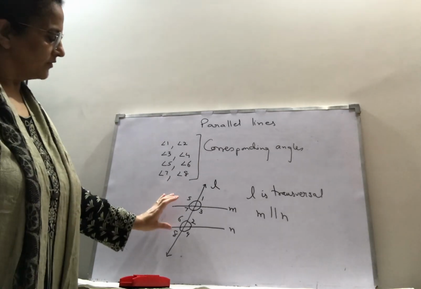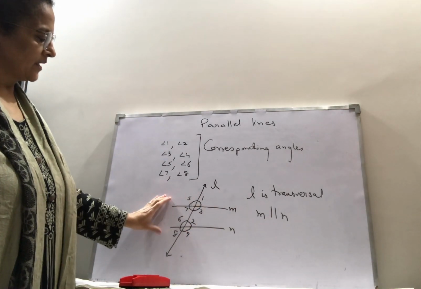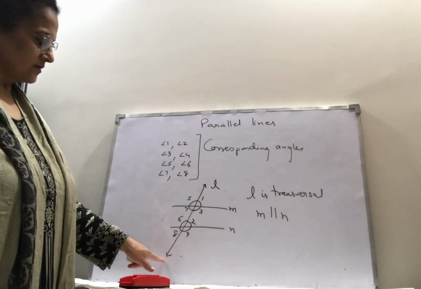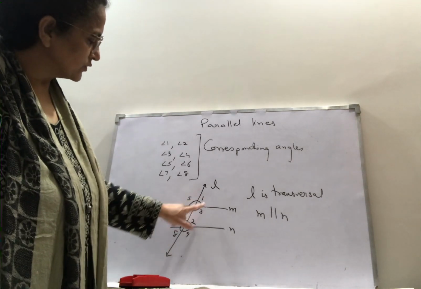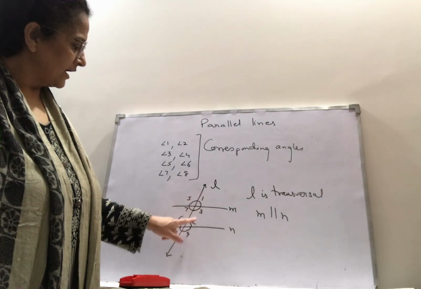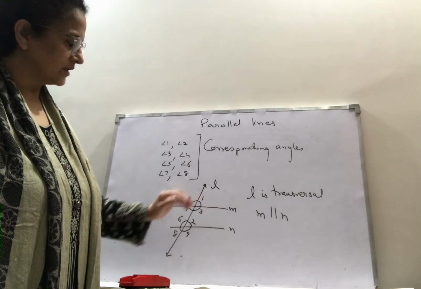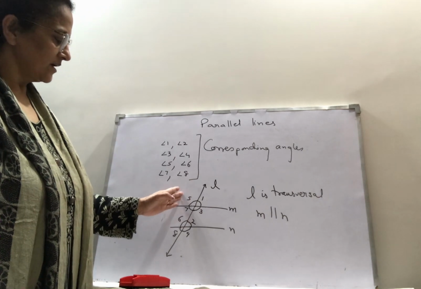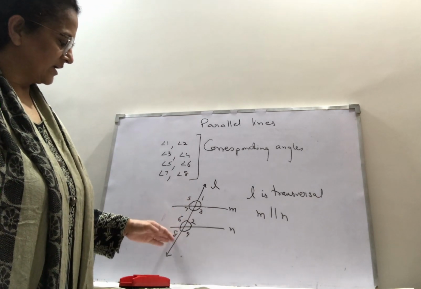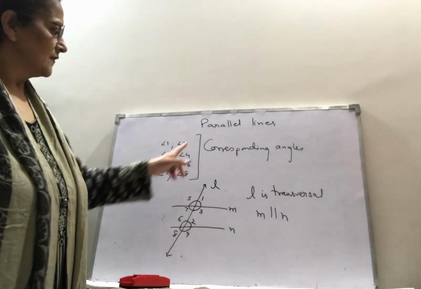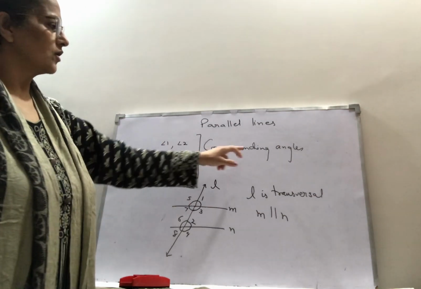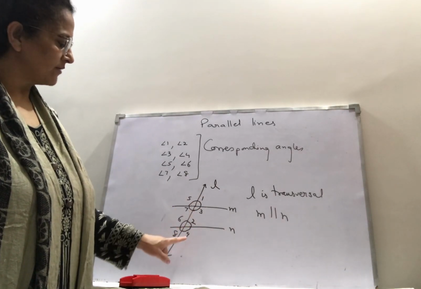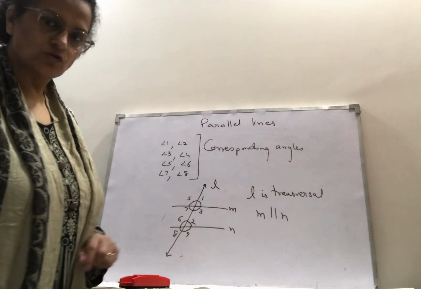You can see if a pair of line is given and it is being cut by another line, this is called the transversal. And you can see the position of these angles. 1 and 2 above the line on the right. 3 and 4 below the line on the right. Similarly, they are on the left. 7 and 8 are below on the left side. So such pairs, they are called corresponding angles. 1 corresponds to 2. 3 will be having same position. So 3 corresponds to 4.